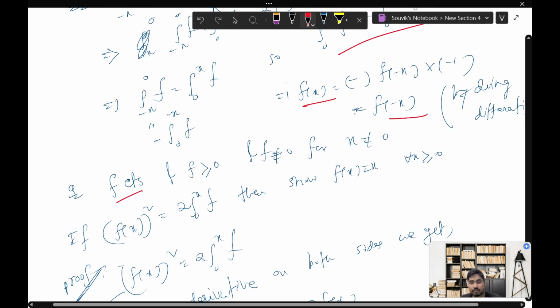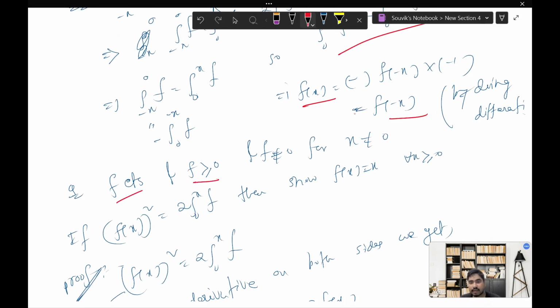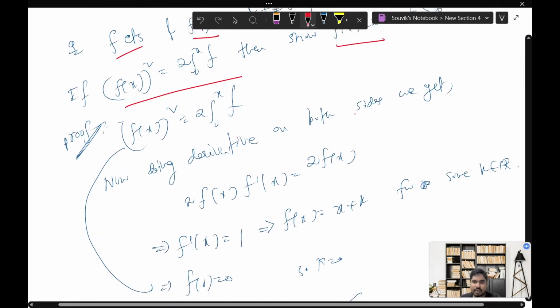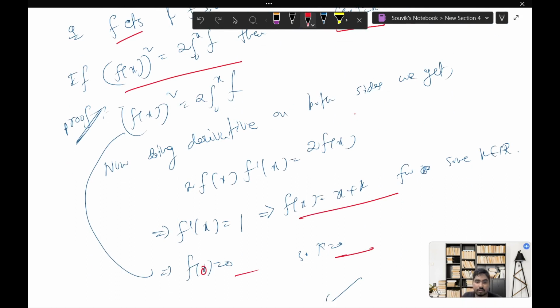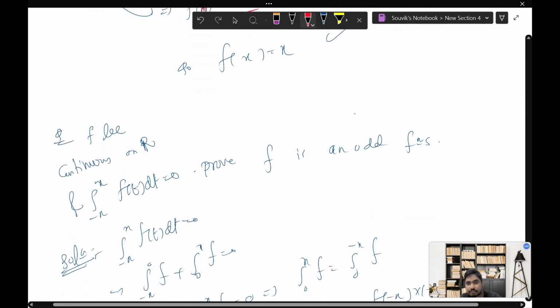Then in the next problem we showed that if f is continuous and equal to 0, we use the same derivative technique. After doing the derivative, we get f of x equal to x plus k, and the given condition implies k equal to 0. So f of x equal to x.